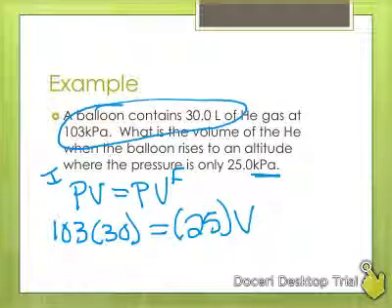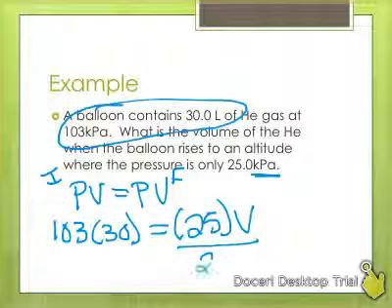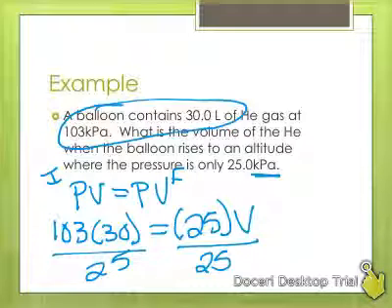Now, this is inversely related, right? What happened to my pressure? Did it get bigger or get smaller? Smaller. So what should happen to my volume? It should get bigger. So how do I get volume all by itself? Divide by 25. So in my calculator, I'm going to do 103 times 30, divide it by 25, and I'm going to get 124 liters.